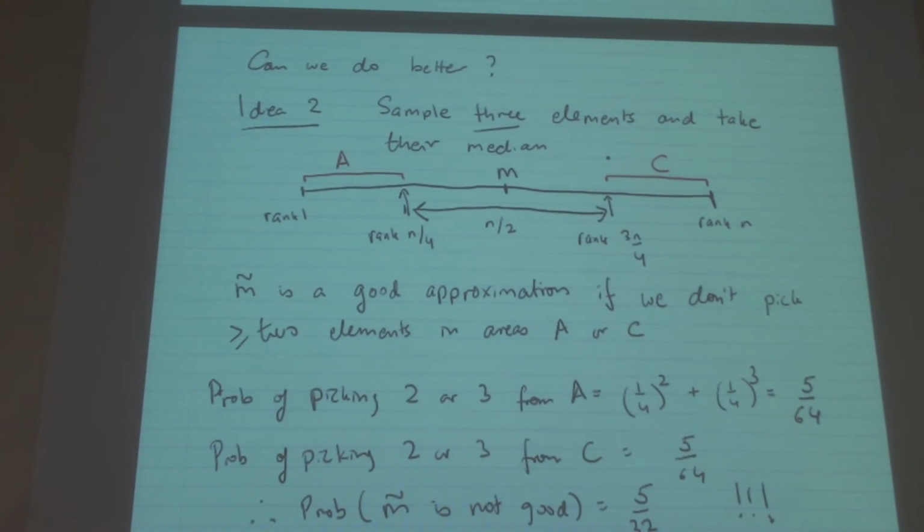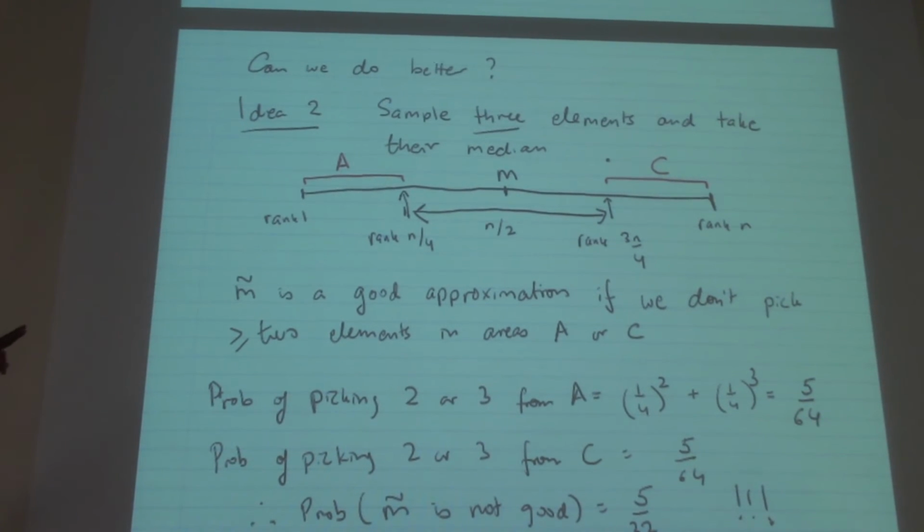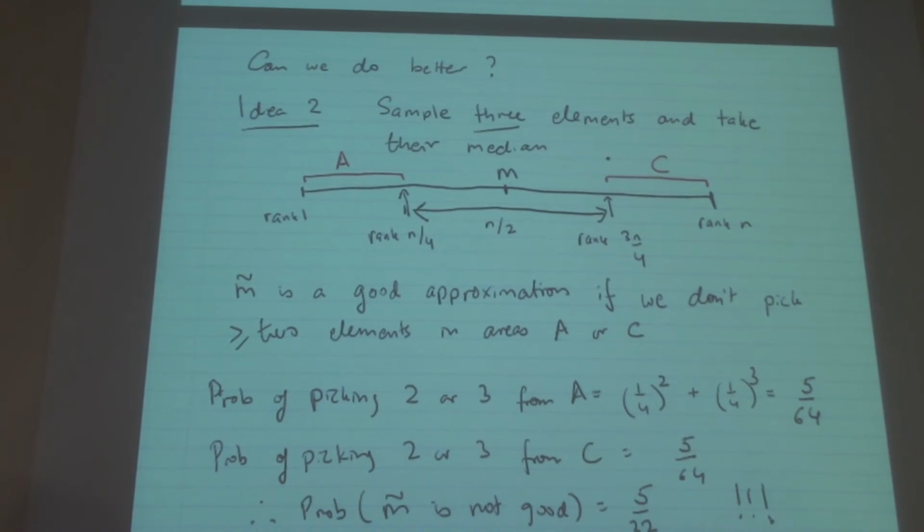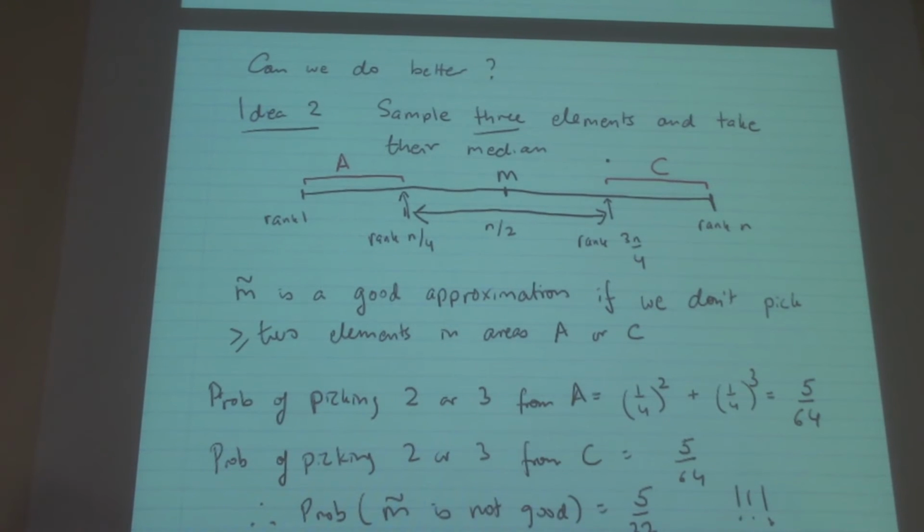Because you're saying take the middle of 3 elements. And that's why if I pick 2 on one side and 1 on the other, then the middle of those 3 has to be that element in the middle. It's going to be a bad element. And that's why I'm going to exclude these 2 cases.